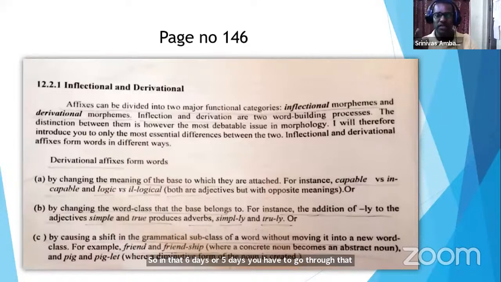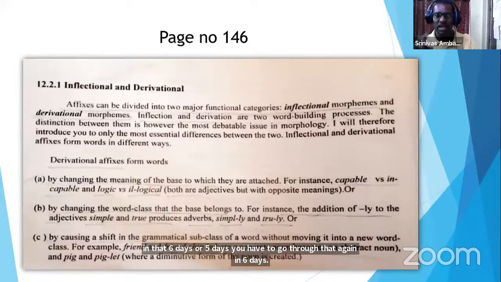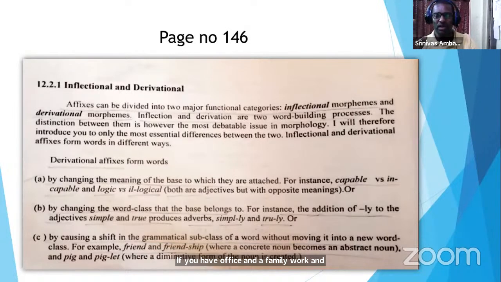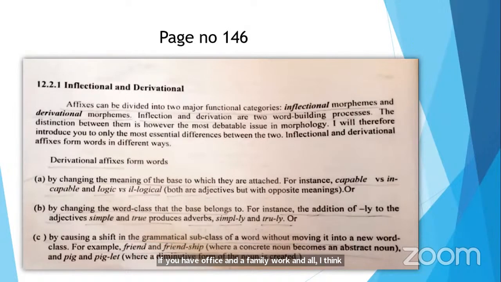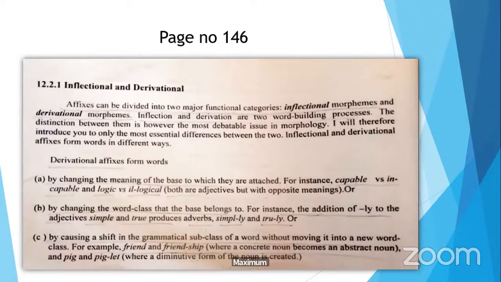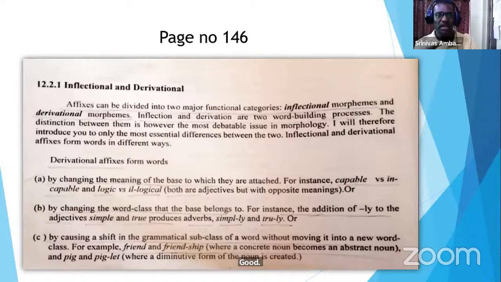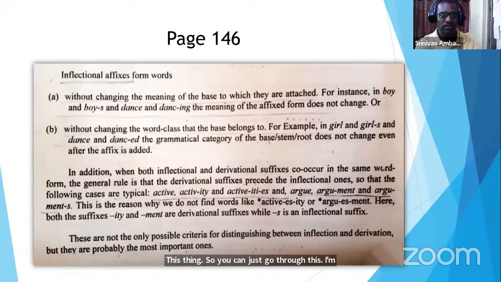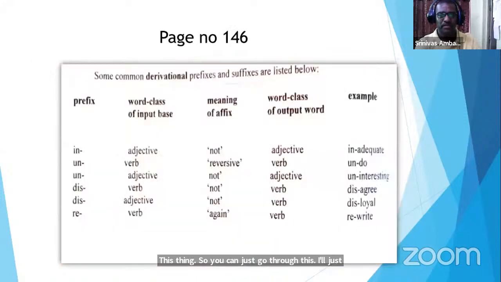Again, in 6 days, if you have office and family work and all, I think 60% of the time will be gone. Am I right? You may have 3 to 4 hours, maximum 3 hours. So in those 3 hours, your strategy should be to check the contents and important definitions. Affixes means whatever you fix before or after the word. In that you have inflection and so on. So you can just go through this. This is all explanation about it. Now, this is important.